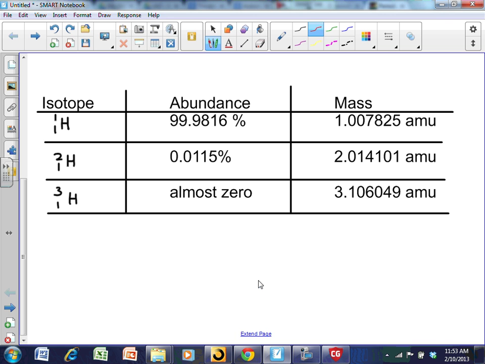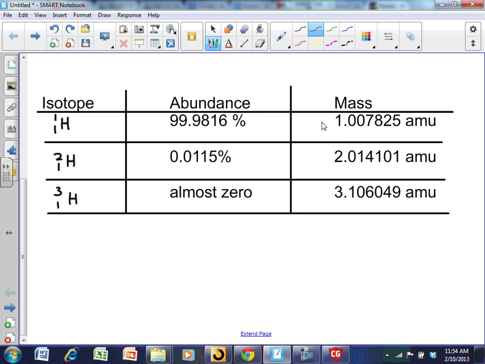You can see that 99.9816% of all hydrogen atoms are hydrogen 1, only 0.01% is hydrogen 2, and almost none are hydrogen 3. So we're not even going to count those in the average because they don't contribute much, since almost no hydrogen atoms are hydrogen 3. You can see that the mass is not exactly 1. The mass number is 1, but the atomic mass of the isotope is not exactly 1.